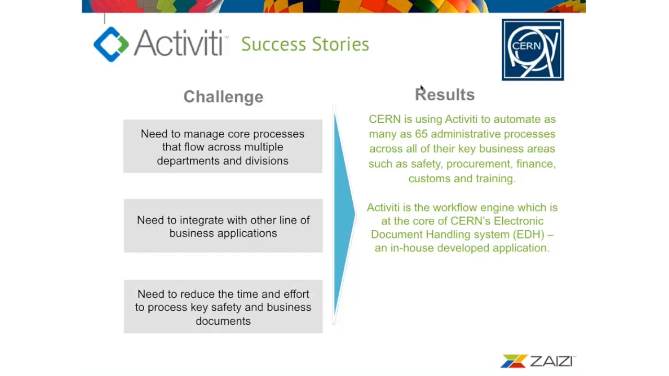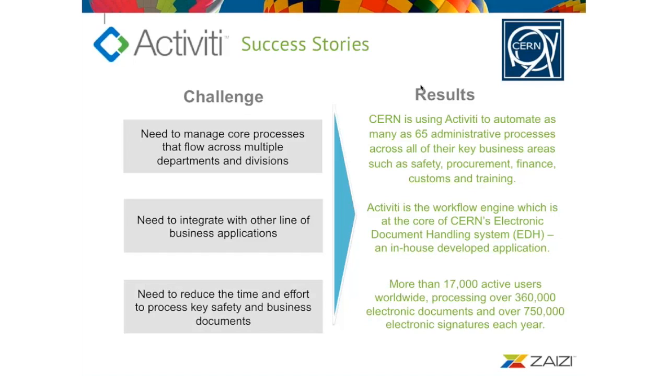Their key goal was to reduce the time and effort to process documents and to ensure that they captured everybody's approvals and signatures, and they now have more than 17,000 active users across the world, and they process over 360,000 electronic documents and even more signatures every year. So Activiti is being used in a very high throughput document management type scenario.